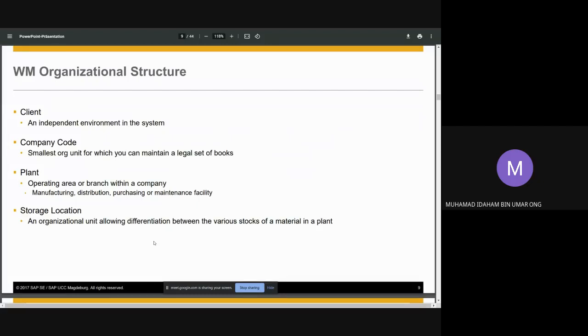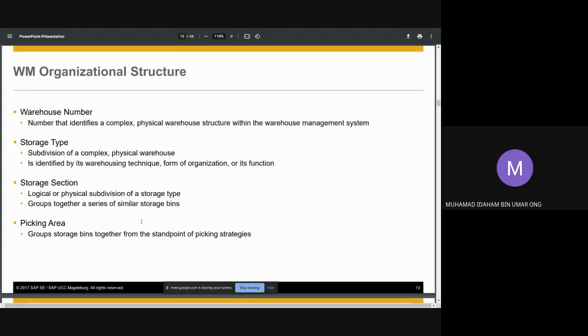So the structure depends on the client. The client is GBI. The company code is US00. For the US, the plant is going to be either Dallas, Miami, or San Diego. Storage location, this is the part concerning WM. Storage location is for differentiating between various stocks of material in a plant. It's either considered as unrestricted use, quality checking, those kinds of things. Warehouse number, if you have multiple warehouses in one plant.